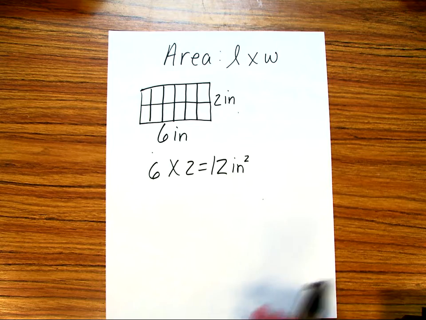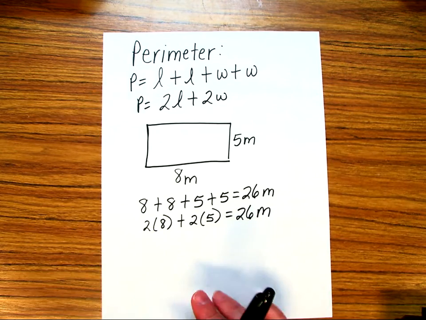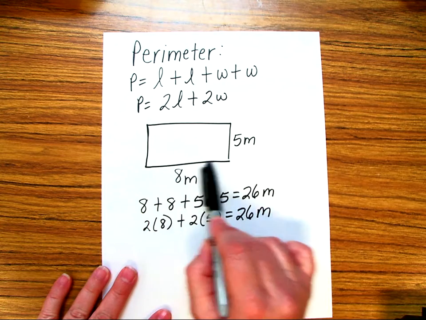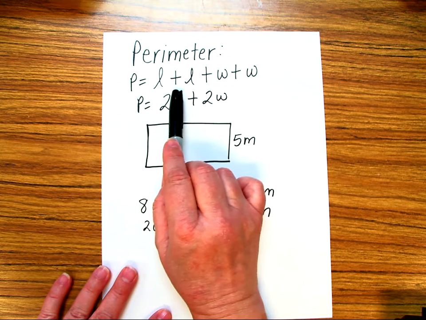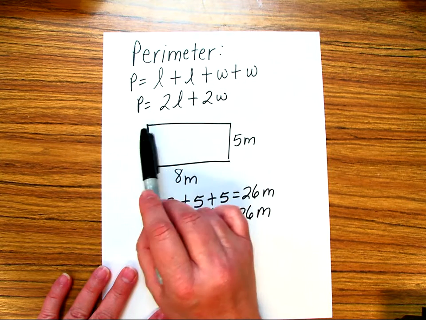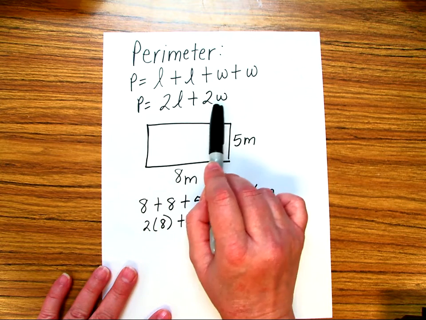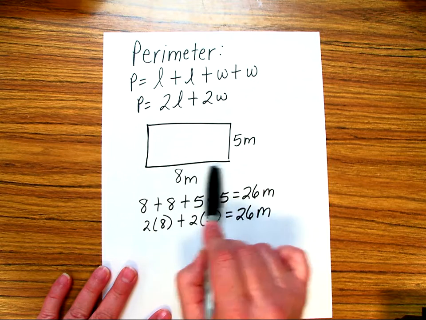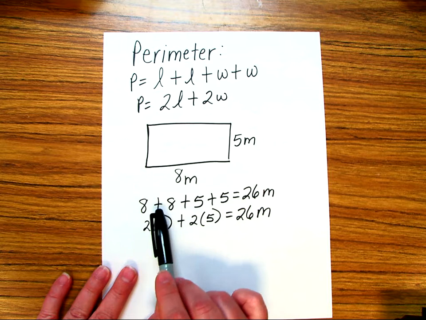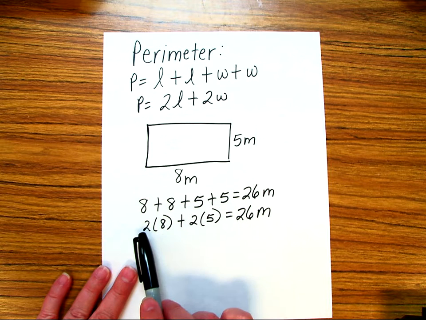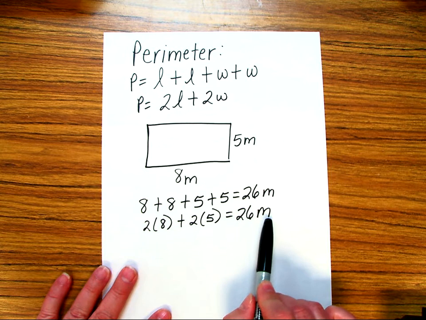When we're finding perimeter, it's important to remember that we're talking about the distance around the outside of a shape. And to find perimeter, we're doing length plus width plus length plus width. Another easy way to remember that is we can just multiply the length times 2 and the width times 2. So if we have a shape that's 8 meters long and 5 meters wide, we can do 8 plus 8 plus 5 plus 5, or 2 times 8 plus 2 times 5, and that gives us 26 meters.